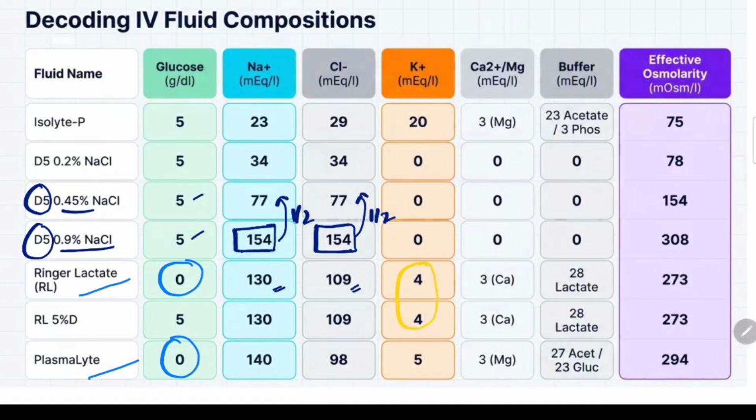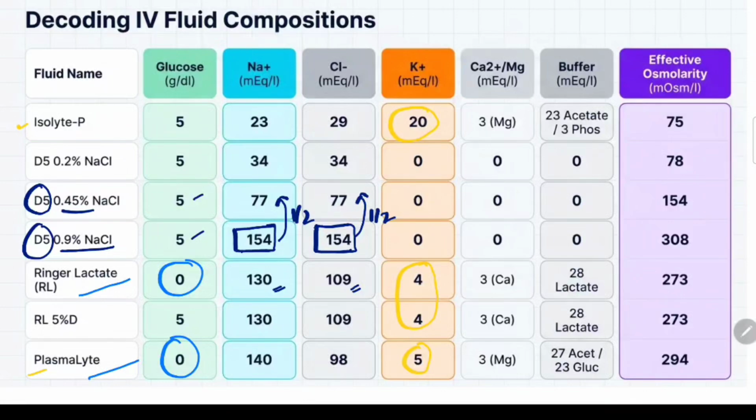So Ringer lactate is a potassium-containing fluid. What are the other potassium-containing fluids? That is Plasma-Lyte, which has 5 milliequivalent per liter potassium, and Isolyte P, that has 20 milliequivalent per liter potassium.